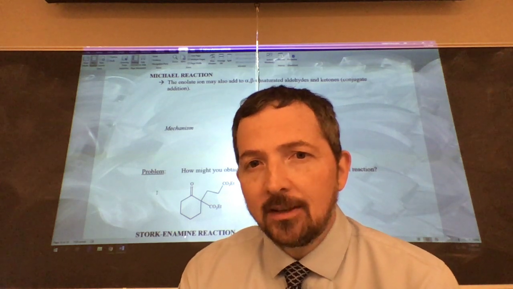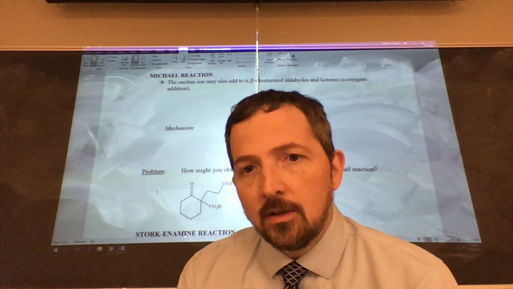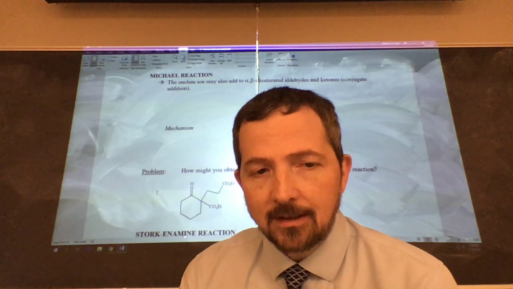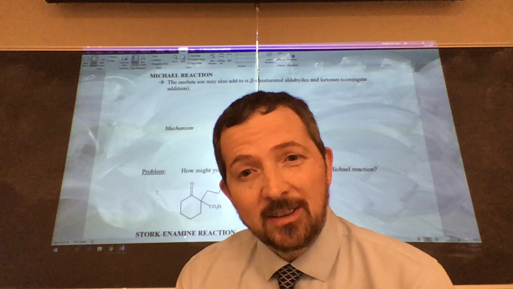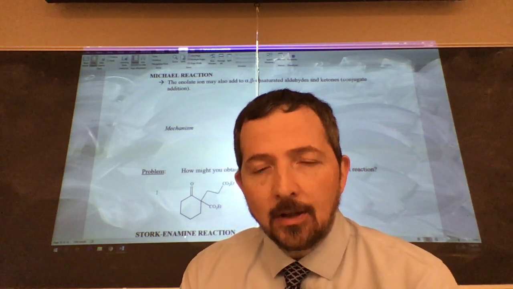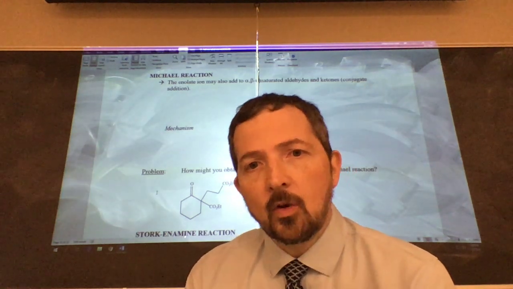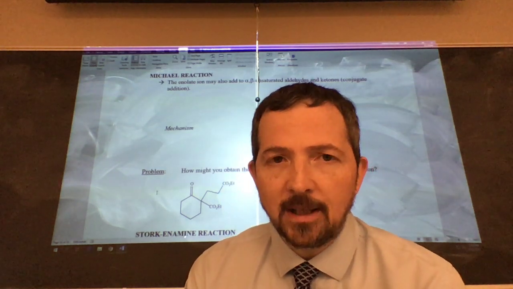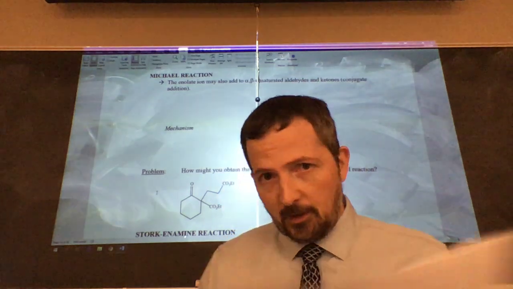So it's like a mixed aldol reaction, where you have one compound that has much more acidic hydrogens than the other one, so it can be successful. But instead of adding directly to the carbonyl of the second molecule, it'll add at the beta position, so you get conjugate addition. So it's like all the reactions we've been doing, but instead of direct addition, it's conjugate addition. That's why it's a Michael reaction. So let's go ahead and look at an example of that.